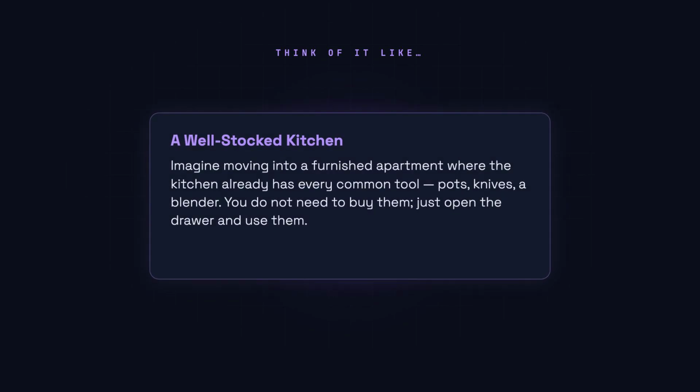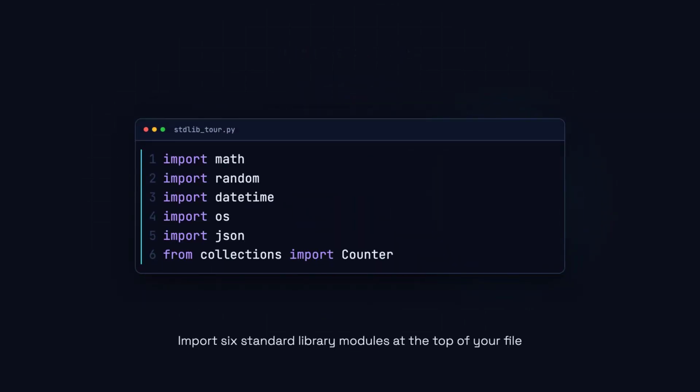Think of the standard library like a fully stocked kitchen. The tools are already there waiting for you. You just open the right drawer, which in Python means writing import and the module name. We start by importing all 6 modules we will explore. Each import line tells Python to load that module so we can use its functions and tools.